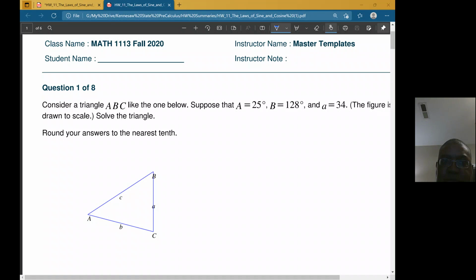All right, everybody. This is homework number 11. Let's go ahead and dive in. We are getting really, really close to the end.